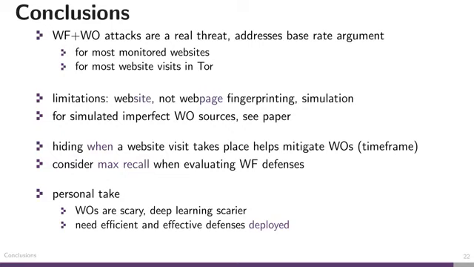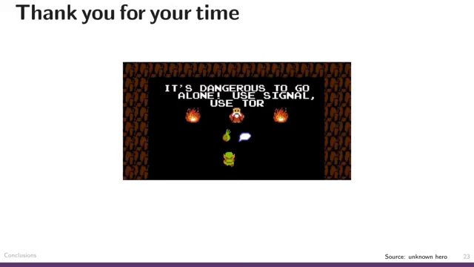When you're constructing and evaluating website fingerprinting defenses and attacks, I would urge you to consider the maximum possible recall you can get, because false positive rates will go down with website oracles significantly, so precision is a less useful metric. My personal take is that website oracles are scary. Deep learning is even scarier to me. And I personally think we need efficient and effective defenses deployed sooner rather than later. With that, thank you for your time.